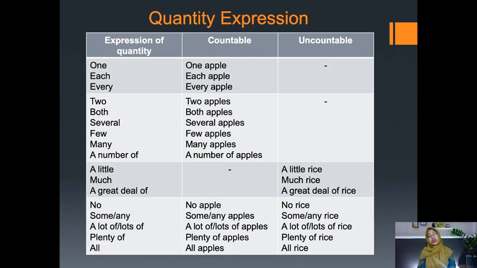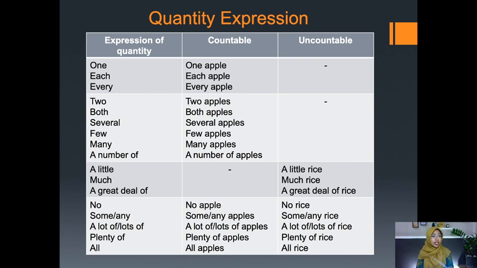Okay, now we go to the quantity expressions. Here, when you use countable nouns or uncountable nouns, not all quantity expressions can be used with both types of nouns. So, what you need to do is to identify first: is this noun countable or is this noun uncountable? So if you know whether this noun is countable or uncountable, then you can determine what quantity expression is best used with the noun.